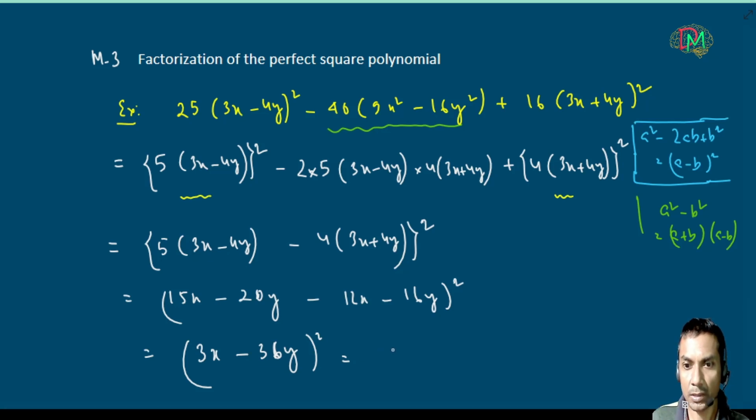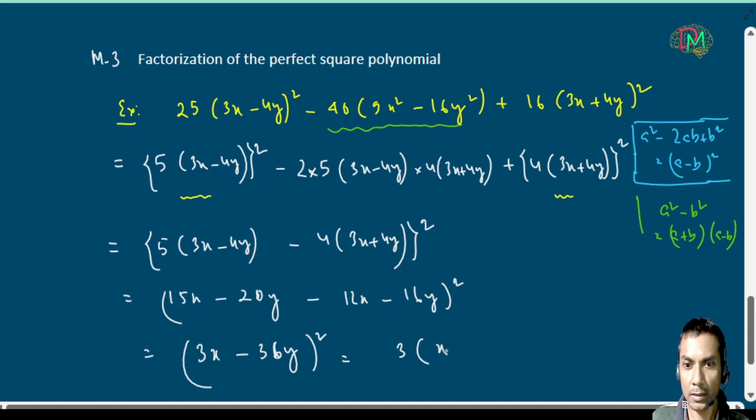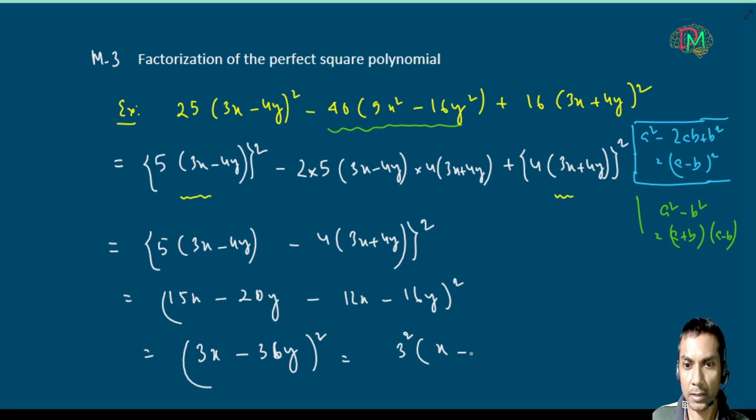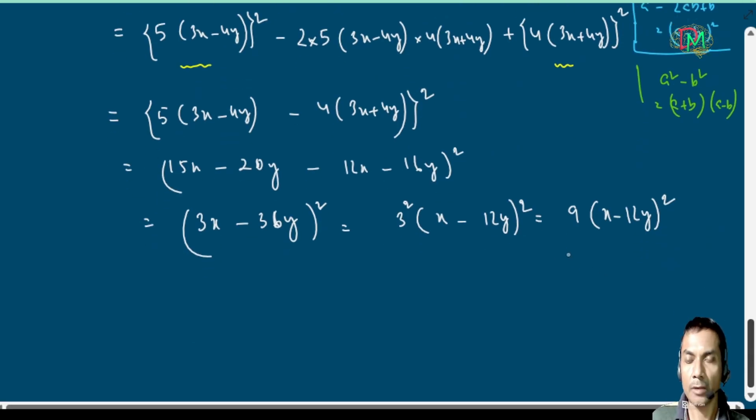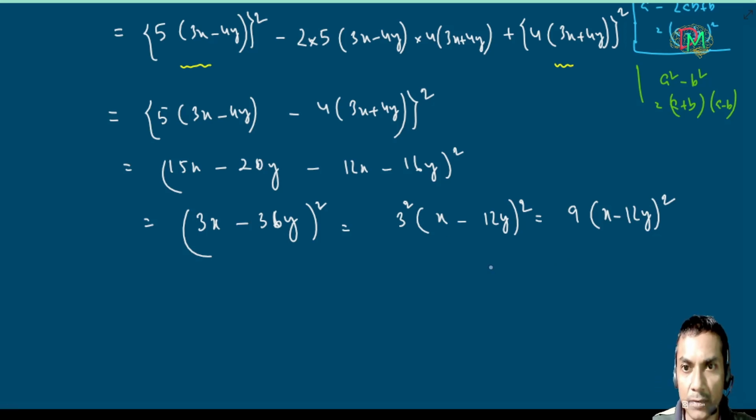Further we can take common here, that is 3, and inside it will be, if you remove from the square it will be 3 square, and inside it will be (x minus 12y) square. So 9 into (x minus 12y) whole square. Clear? So these are the factors. One is 9 and the other two factors are x minus 12y and another x minus 12y. Clear? This is the answer.